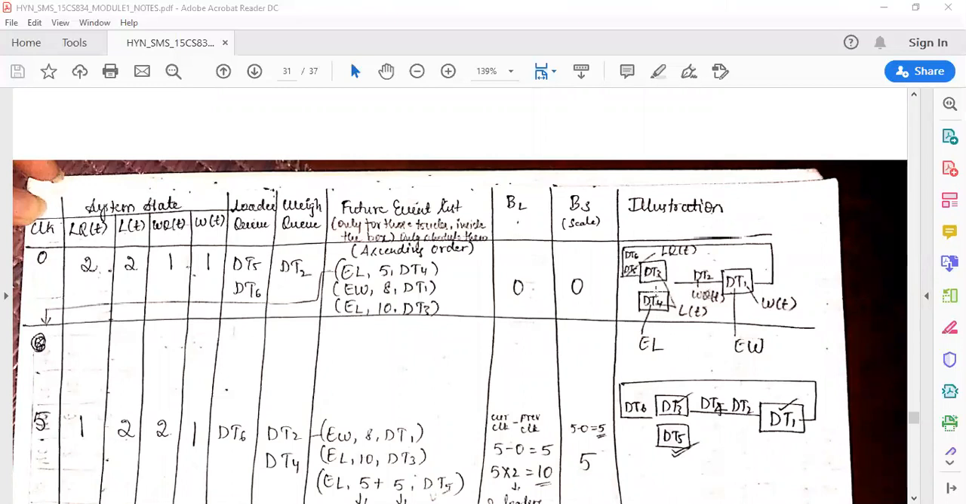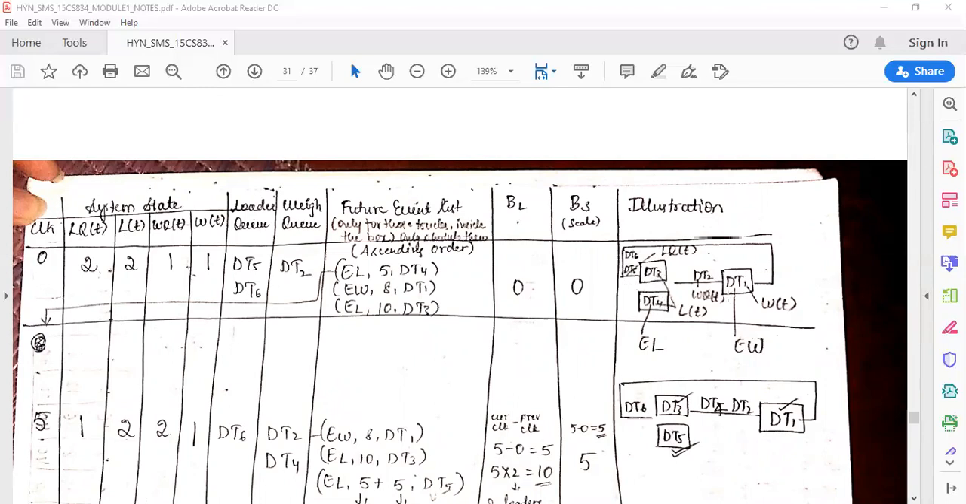Since there are 2 trucks at the scale, one will be on the scale and the other will be on the weigh queue, right? And of the remaining 4 trucks at the loader, 2 trucks I'll put on the loader, and 2 trucks I'll put on the loader queue, right?